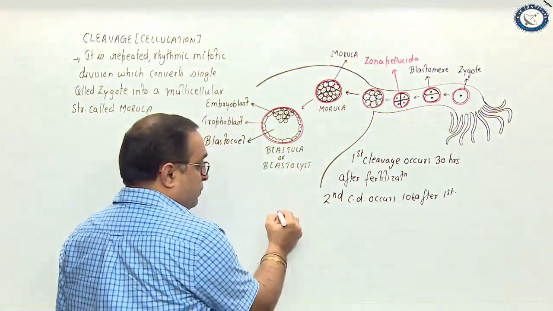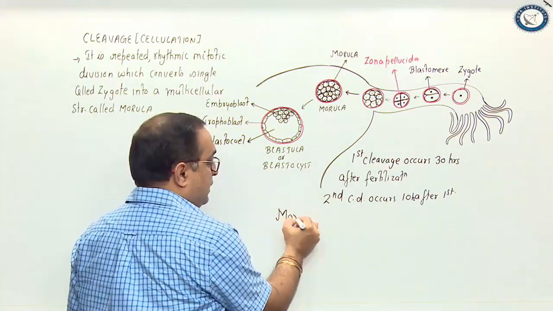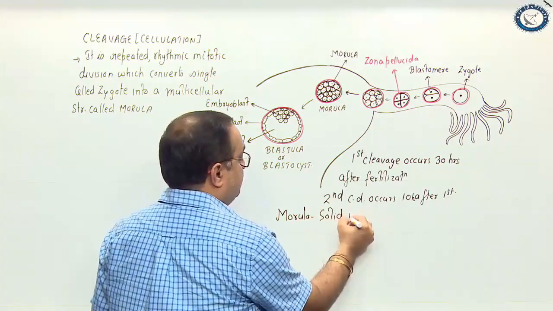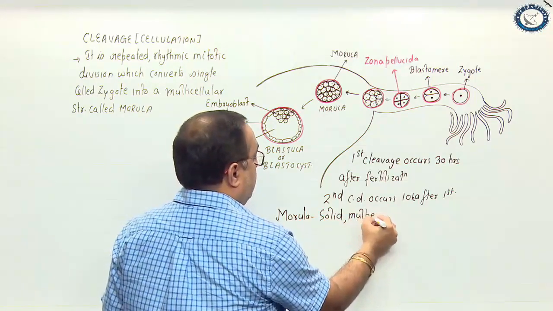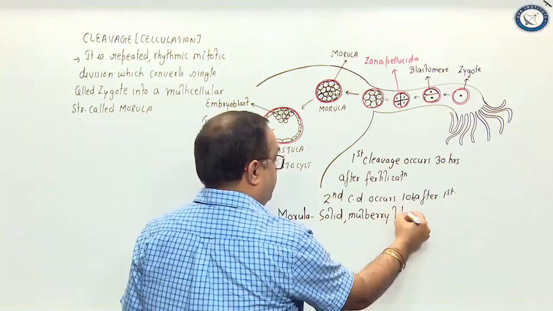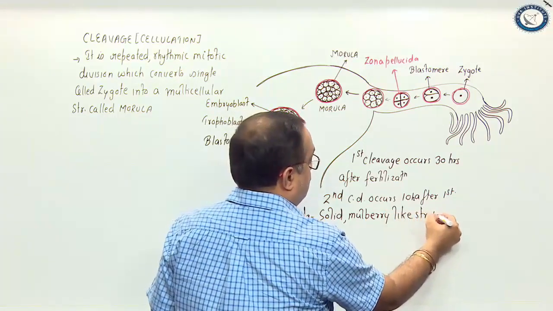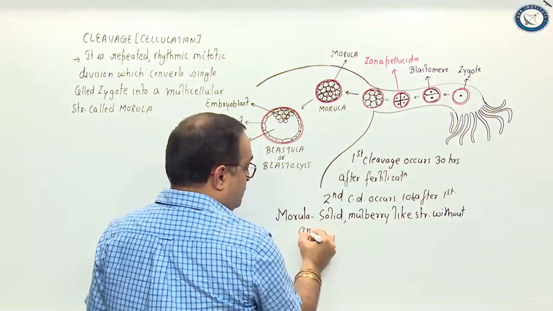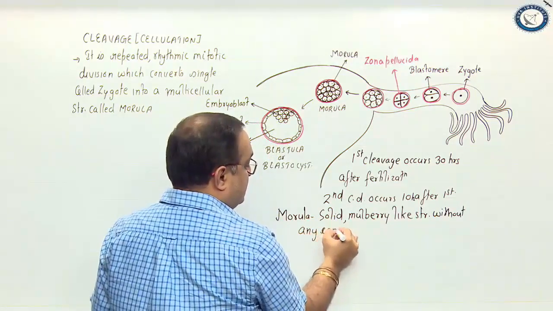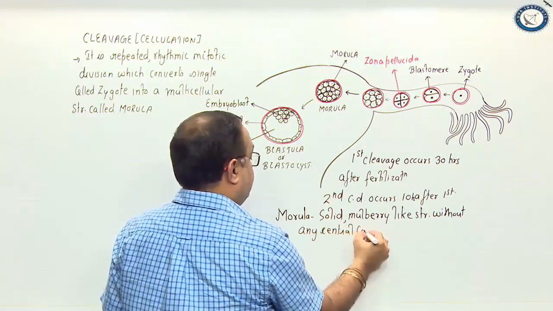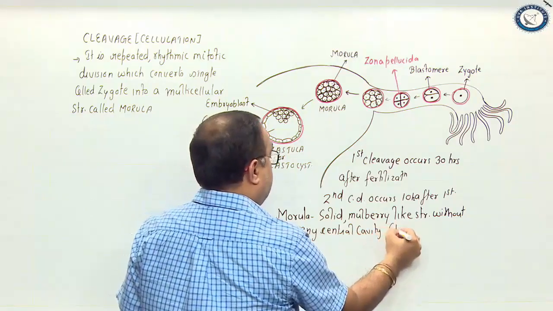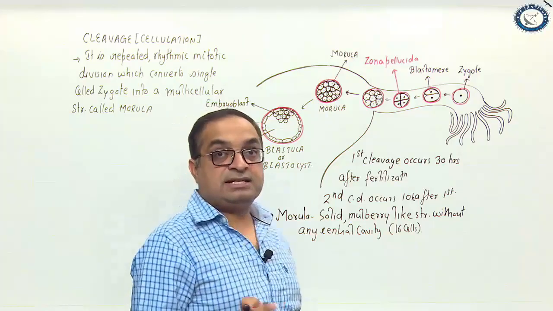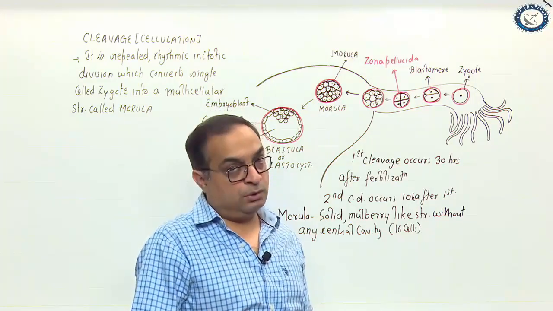So I'll write for morula. What is morula? It is a solid mulberry-like structure without any central cavity. Morula has 16 cells. So the 16-cell stage is what is called morula.